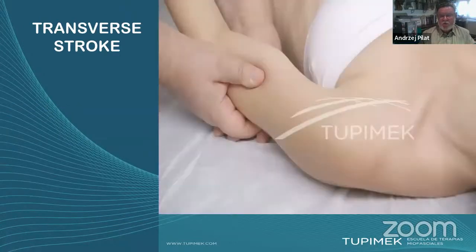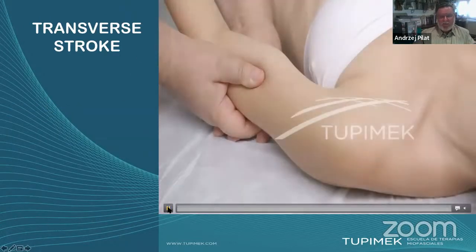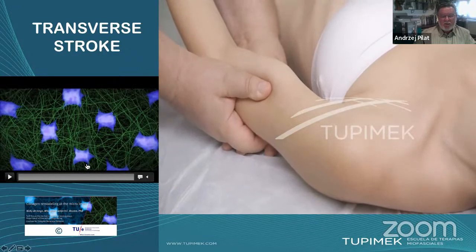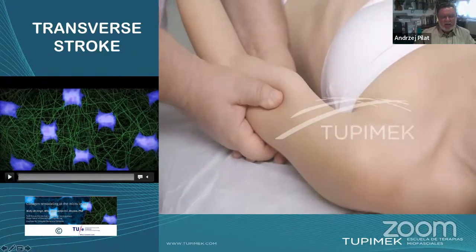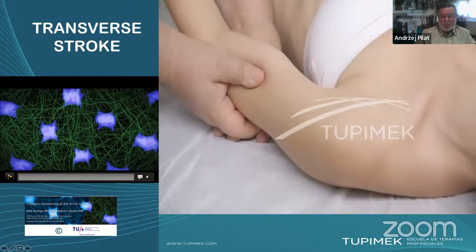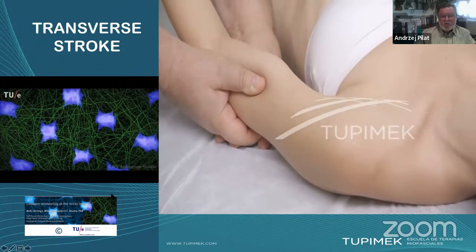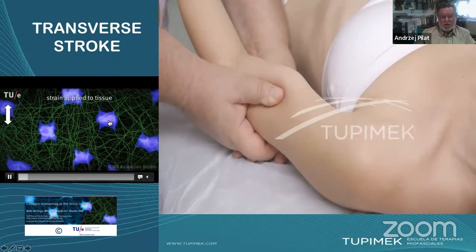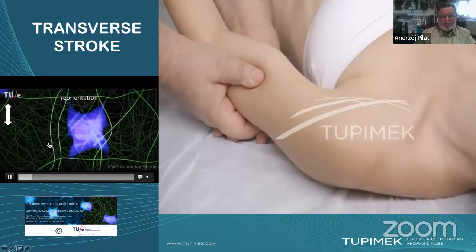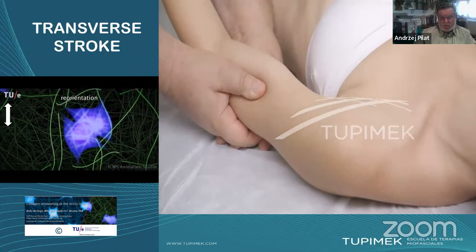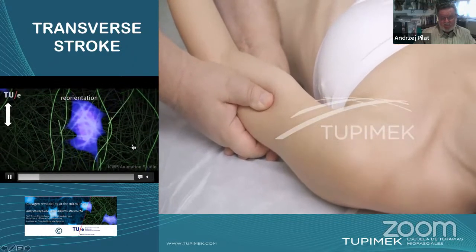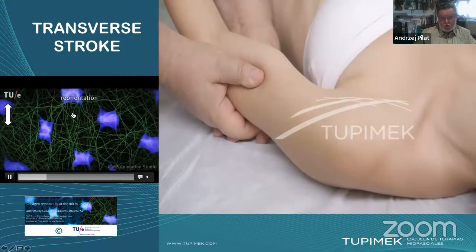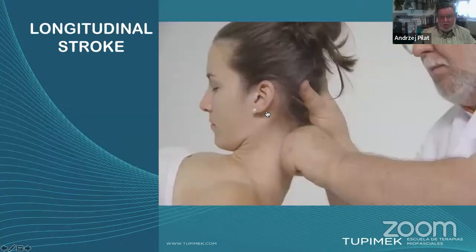The next one, the transverse stroke. This is the biceps brachii muscle, and I perform the transverse stroke. But look at the picture, the video from the left. This is the information from the microscopic observation, the picture. And this is the collagen. There are collagen structures, and there are fibroblasts. Observe that depending on my movement, my traction, my stroke, the collagen can change its position. So this is the process which occurs inside the body during this application.